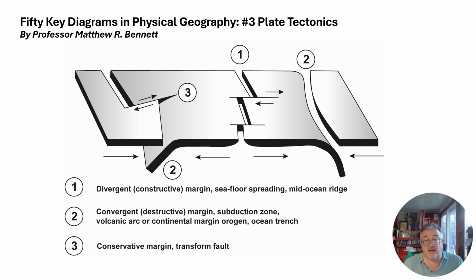So that's our second type. Our third type is simply transform margins, where the plates are moving past one another without plates being created or destroyed. And these different types of plate boundaries create the surface texture of our planet.